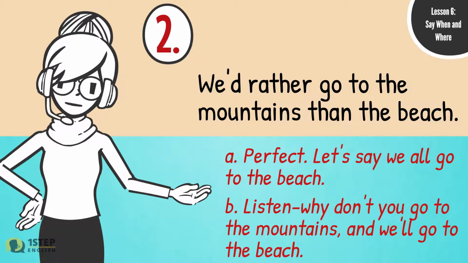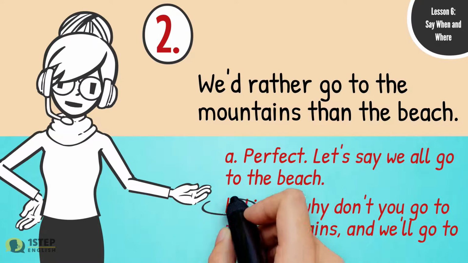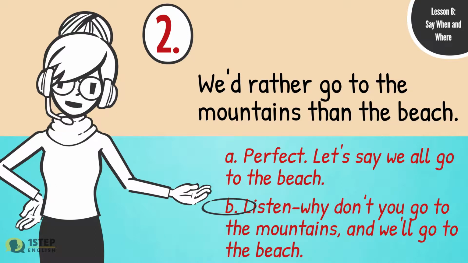2. We'd rather go to the mountains than the beach. A. Perfect. Let's say we all go to the beach. B. Listen, why don't you go to the mountains, and we'll go to the beach? The correct answer is letter B. We'd rather go to the mountains than the beach. Listen, why don't you go to the mountains, and we'll go to the beach?